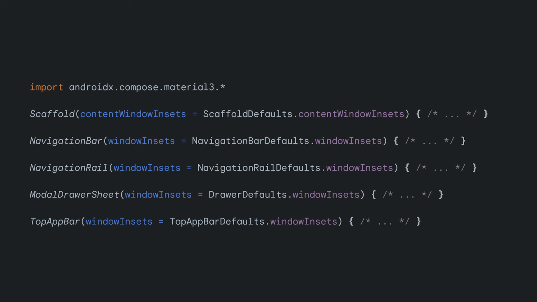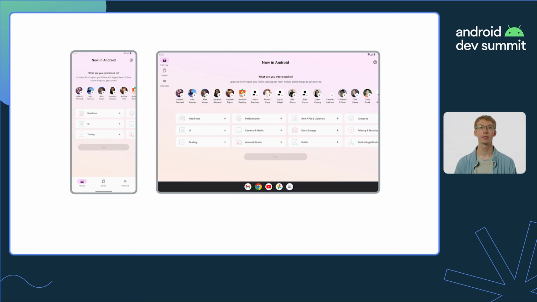Scaffold, top app bars, navigation rail, and navigation bar have a configurable windowInsets parameter to adjust which insets they should internally apply. The default insets these components apply is based on where they are intended to be used and the role they play in your app. For example, the top app bar applies the top and horizontal sides of the system bars, the navigation rail applies the start side and vertical sides of the system bars, and the navigation bar applies the bottom and horizontal sides of the system bars, just like we saw earlier. You can see this full implementation of going edge to edge in action in the Now in Android sample.